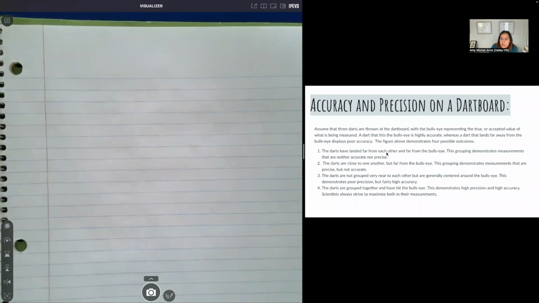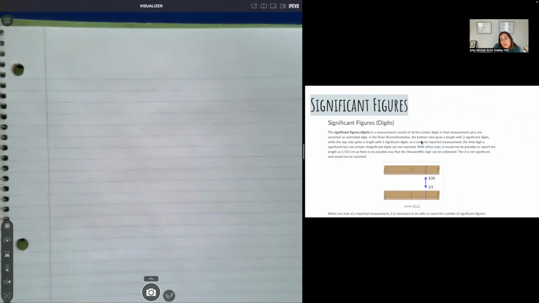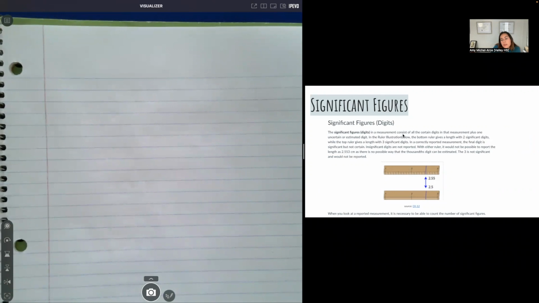So that just explains significant figures. They're a measurement that consists of certain digits in the measurement plus one uncertain or estimated digit. In this illustration, we have the bottom ruler that measures a length with 2 significant digits, the 2 and the 5, while the top ruler has 3 significant digits, the 2, 5, and another 5.